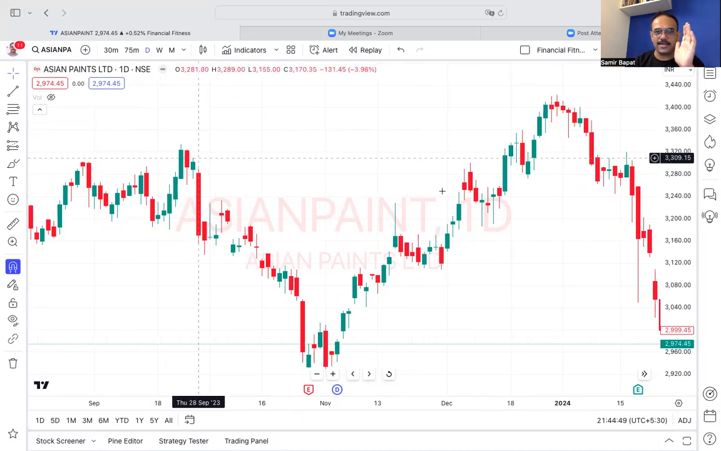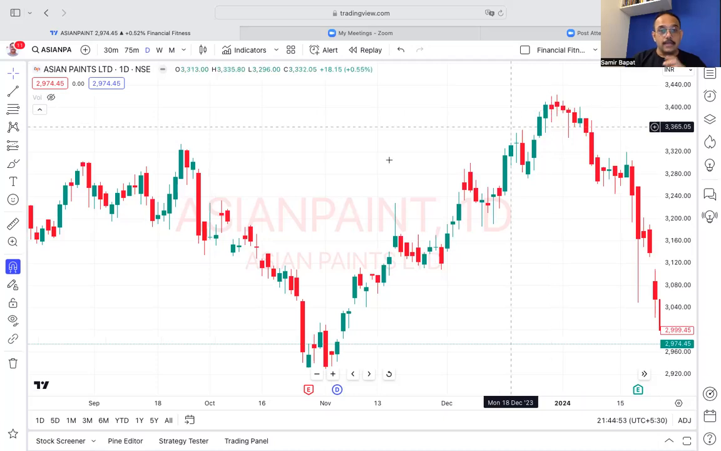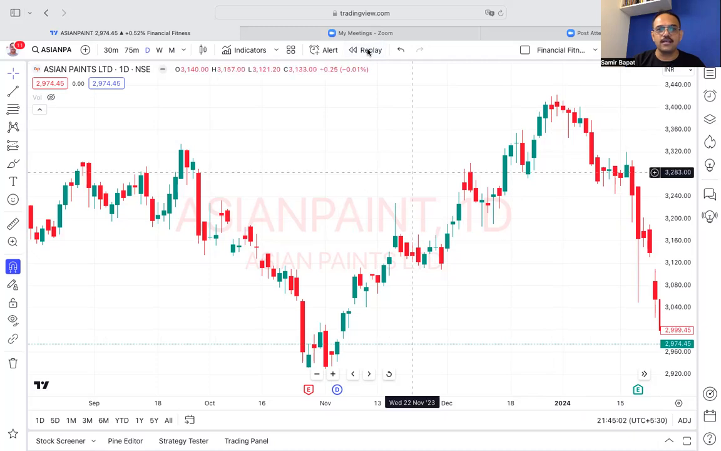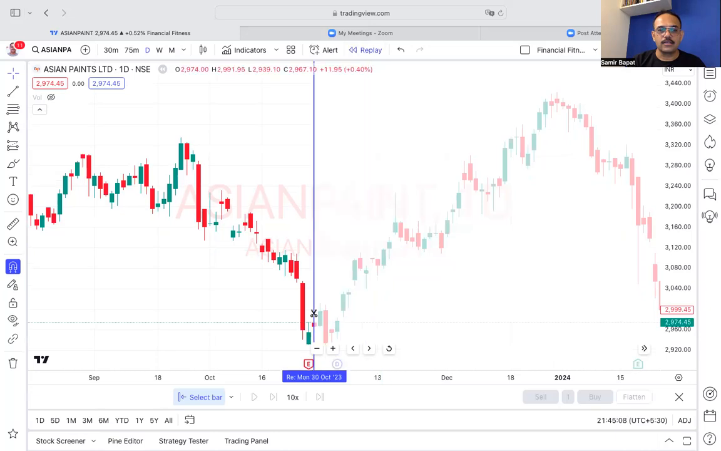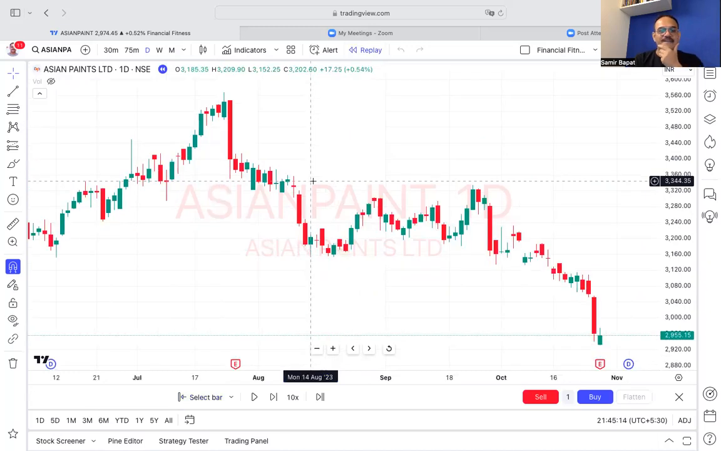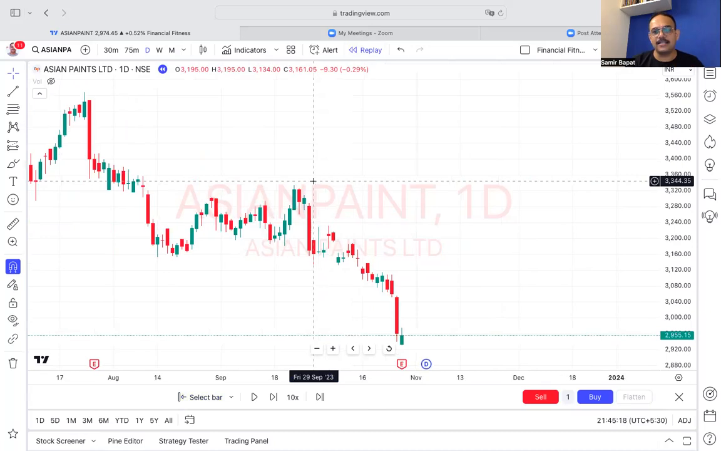ये V shape समझ में आ गया अपने को? Yes. Now, what you do is, when you are actually live in the trade, you will not know that this is a V shape. What you will see is something like this. Now you have to take a decision कि अभी खरीदें कि नहीं खरीदें, right?